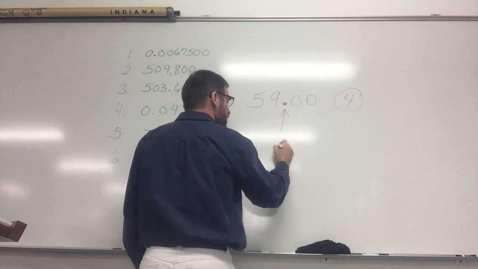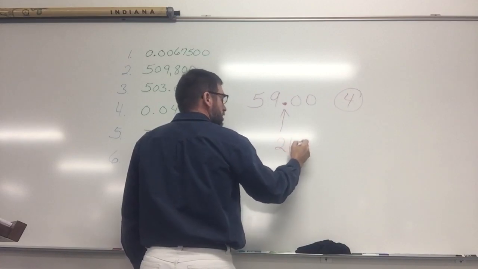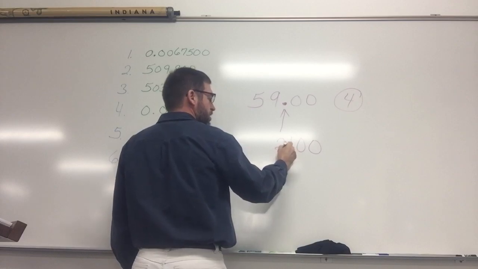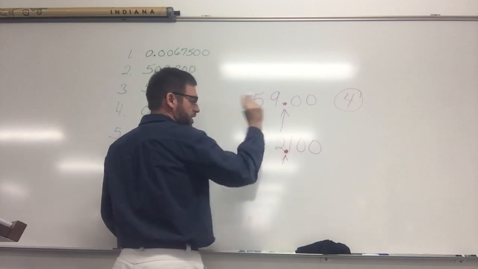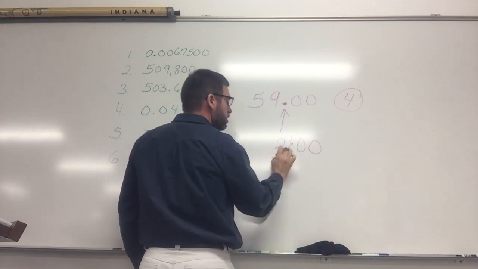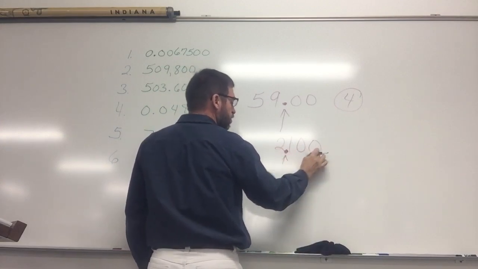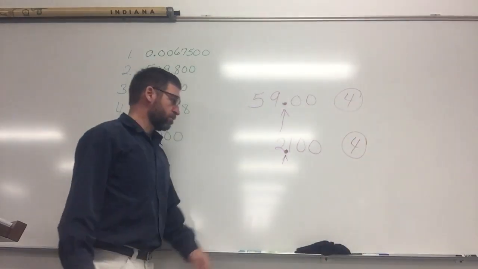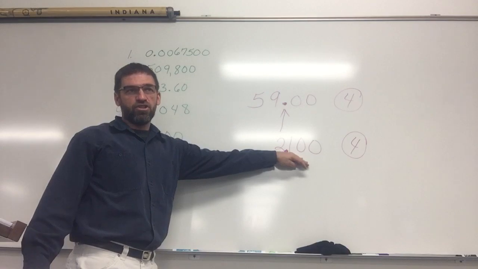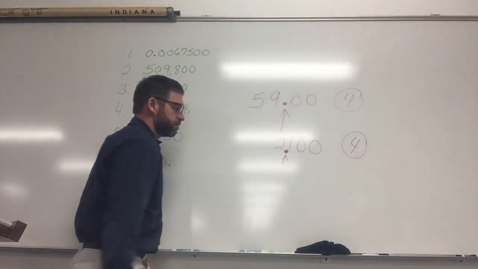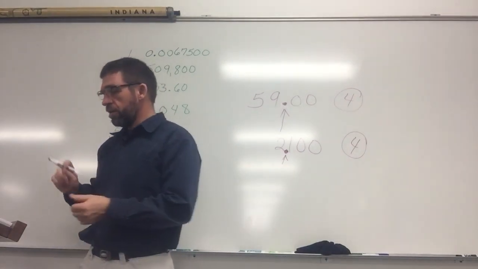If you have 2100, and let's say we put the decimal point right there. Again, you will need to count these zeros. You got 1, 2, 3, 4. You have got 4 significant numbers in this digit. Check out your book.